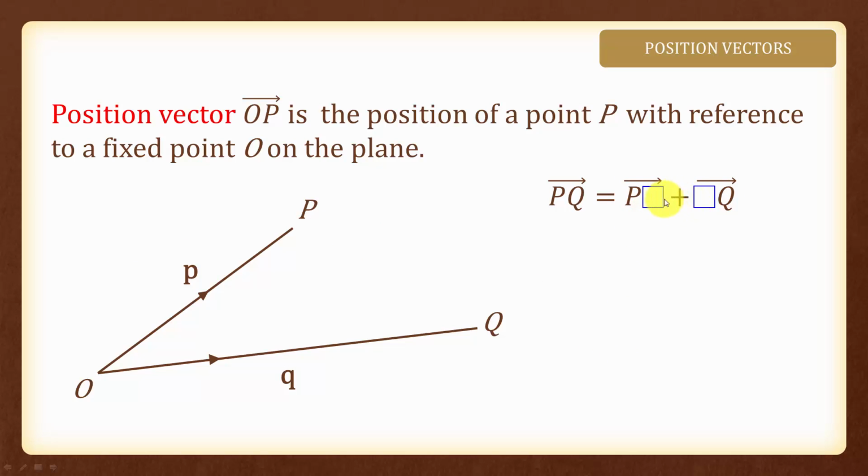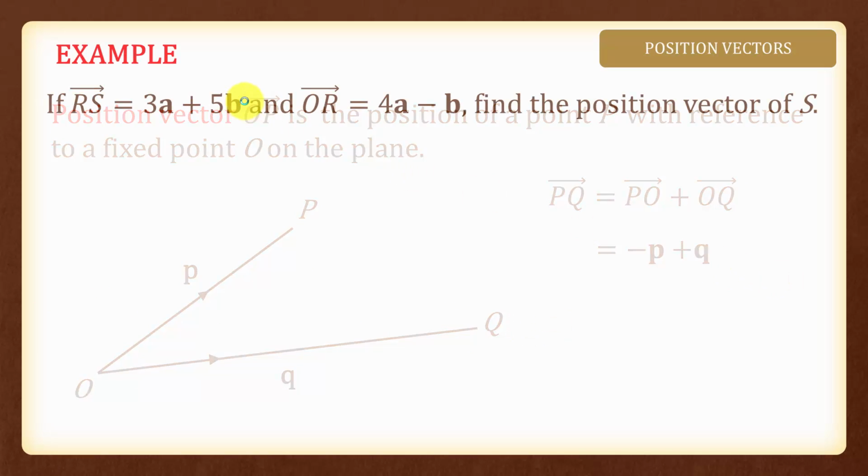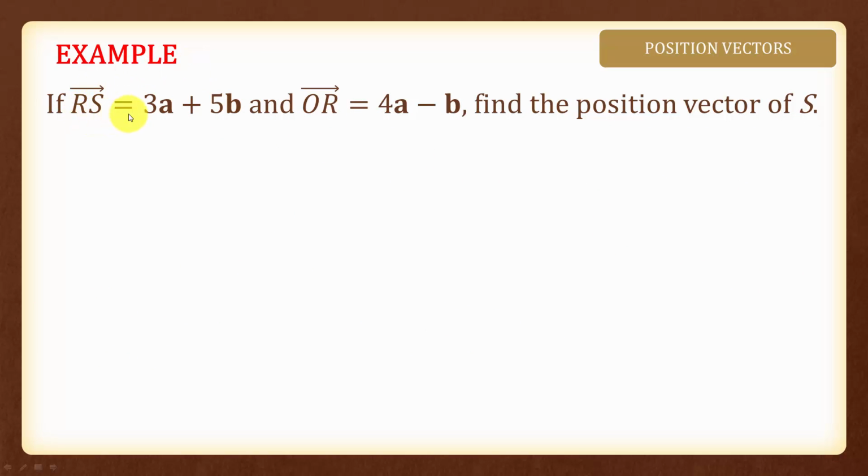And the common letter here that we can use will be, yes, the letter O. And hence, vector PQ will be equals to vector PO plus vector OQ, which will give us negative P plus Q. In this example, vector RS is equals to 3A plus 5B and vector OR is equals to 4A minus B. We are asked to find the position vector of S. What this means is that we are asked to find vector OS.